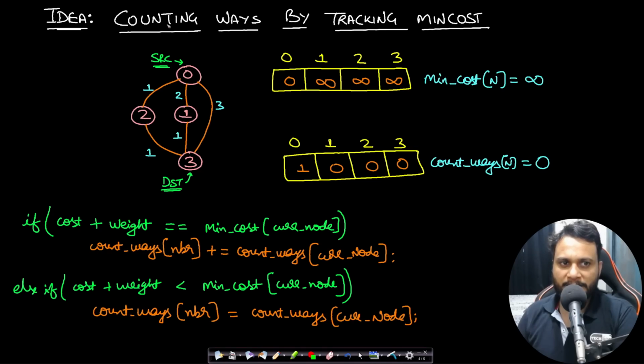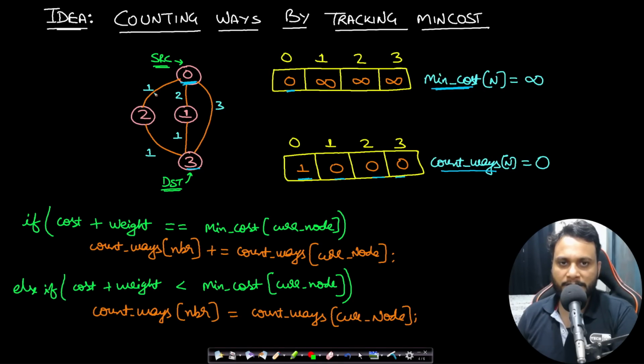Now based on our previous idea, we will be trying to count the ways by tracking the minimum cost. So here we have 4 nodes and our source node is 0, our destination node is 3. So we will be taking 2 arrays. One will be tracking the minimum cost of each of the nodes and another one will be counting the number of ways to reach a node with the minimum cost. Since the source node is 0, the number of ways to reach the source node will be 1, because we will be starting at the source node all the time. And the minimum cost to reach the source node will be assumed to be 0. Other costs will be infinity and other ways will be 0 because we do not know how to reach them, isn't it?